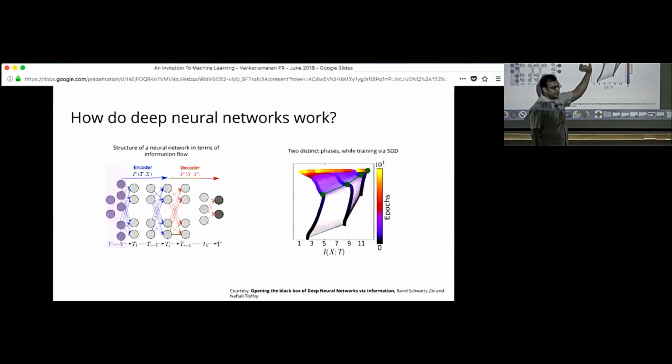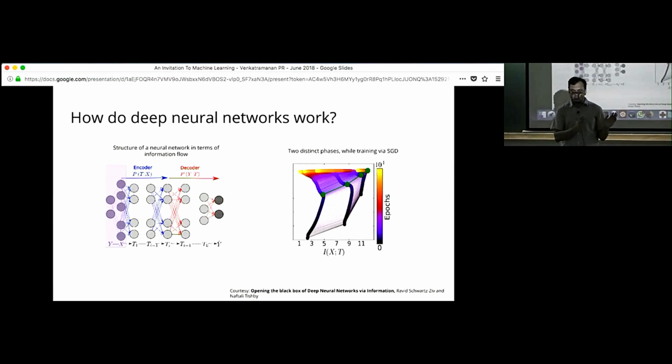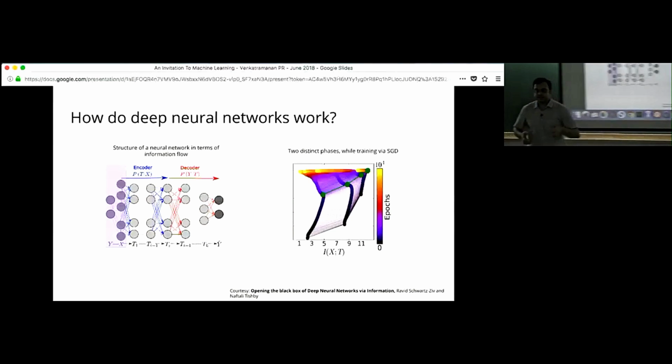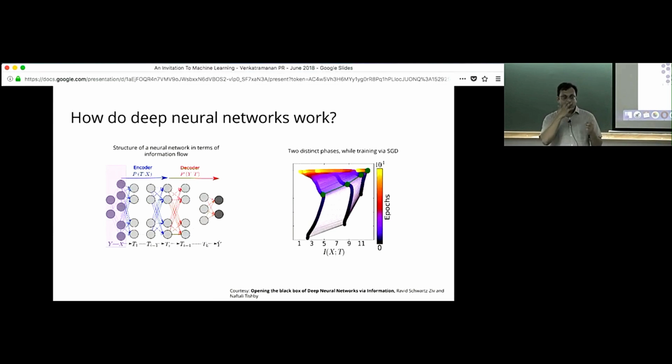This next phase is what they call the compression phase. Over here, the mutual information between X and T, the layer's output and the input, is actually reducing, which means it's becoming uncorrelated with the input. But at the same time, what people find is that the test error is decreasing, which means it's actually compressing from here to here. So the information bottleneck idea is this, that the whole, yeah, go ahead.